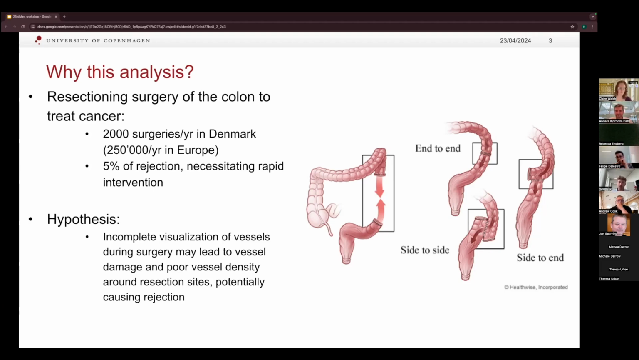So the underlying hypothesis is that the surgeons may have an incomplete visualization of the vessels, and then they are likely to cut some of them during the surgery. As a result, the vessel density decreases and may poorly irrigate the colon, then causing the rejection.